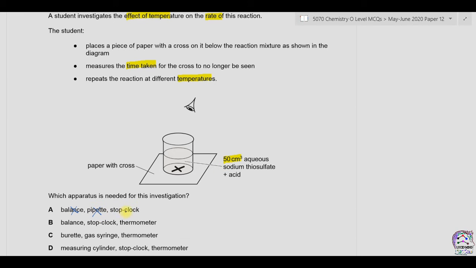Third is stop clock. Stop clock can be used for measuring time taken. B. Again balance, not needed. Stop clock. Thermometer. Thermometer can also be used to measure the temperature. C. We have burette. Burette can be used to take 50 cm3 of volume. We have gas syringe. Gas syringe is not needed. We have thermometer. It can be used to measure the temperature. In D we have measuring cylinder. We can take 50 cm3 volume. By stop clock we can measure time, and by thermometer we can measure temperature. So the correct option seems to be D.